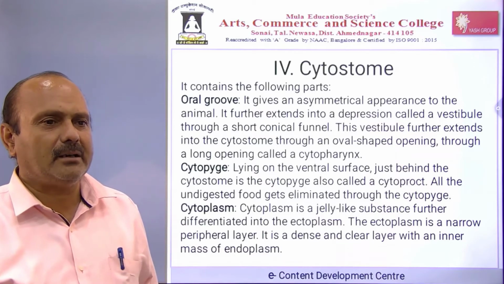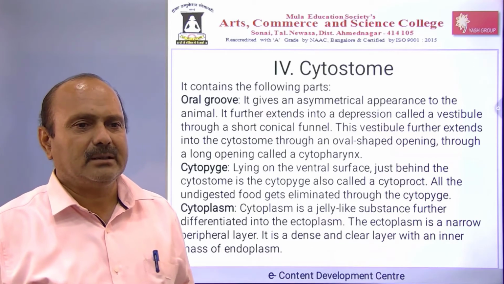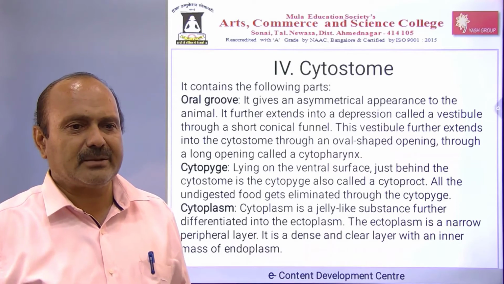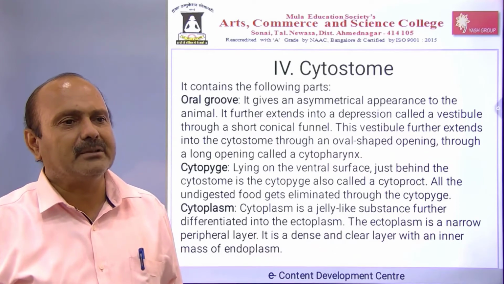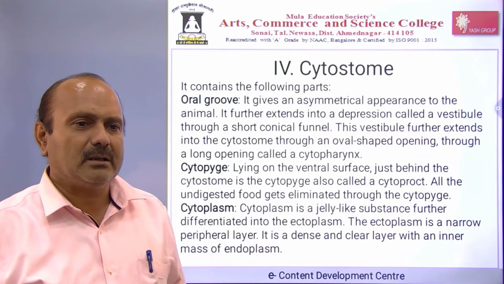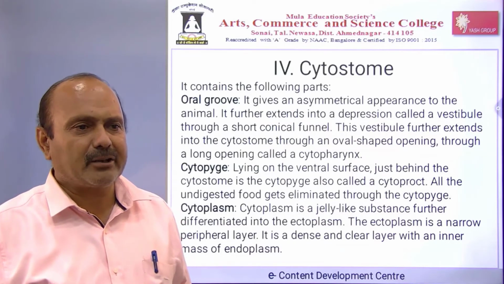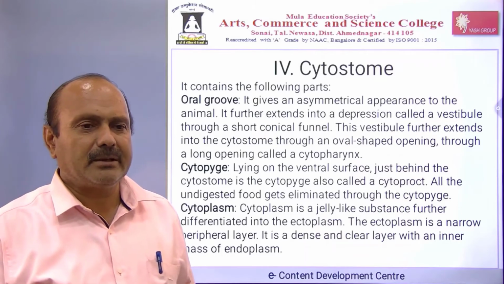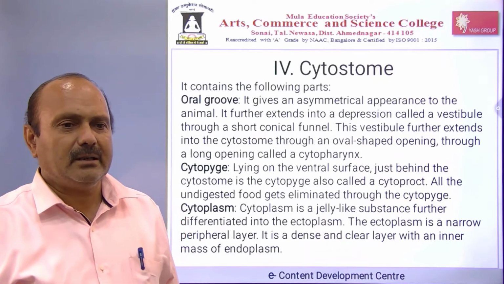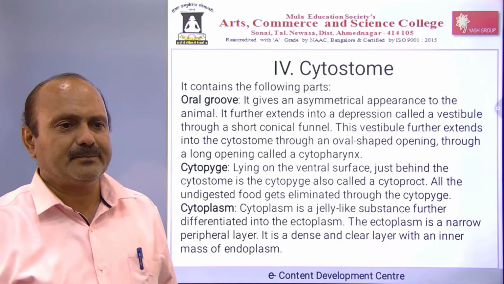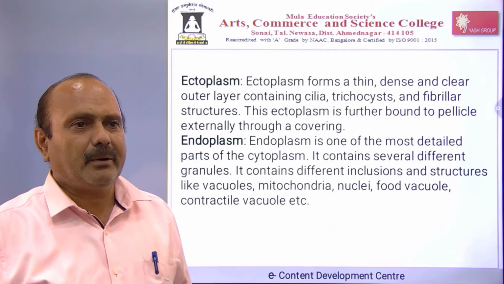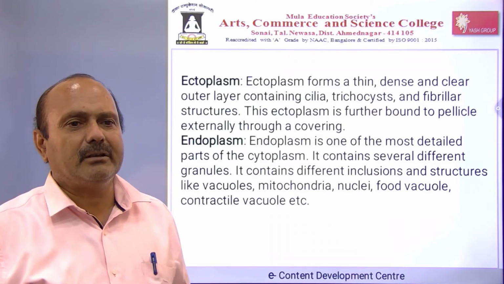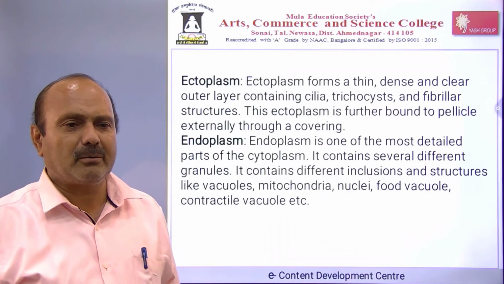There is another part called the cytoplasm. The cytoplasm is filled with a jelly-like substance. Cytoplasm has two parts. The outer double-layer structure is called the ectoplasm. It is a narrow structure, peripherally located, and filled with a dense fluid, whereas the inner part is called the endoplasm, one of the most fluid parts of the cytoplasm.